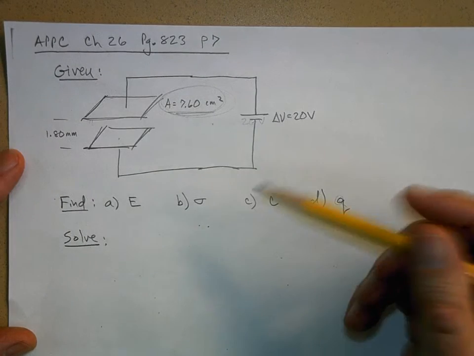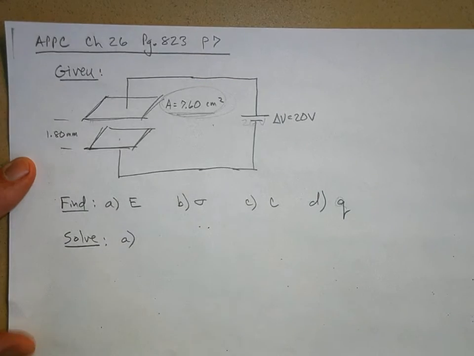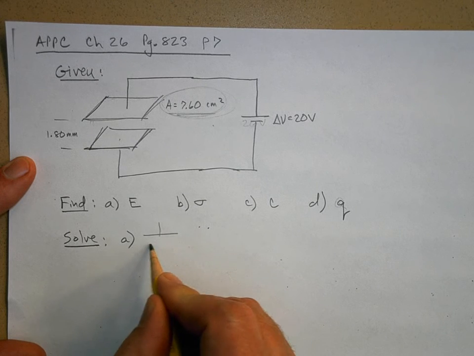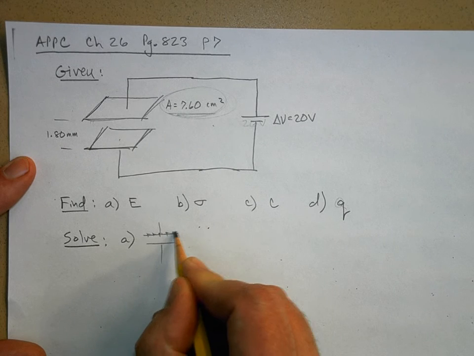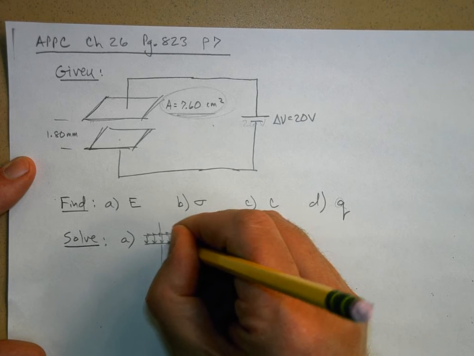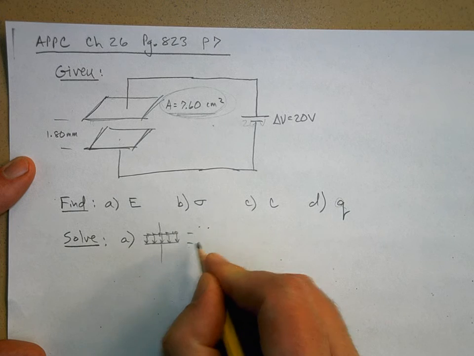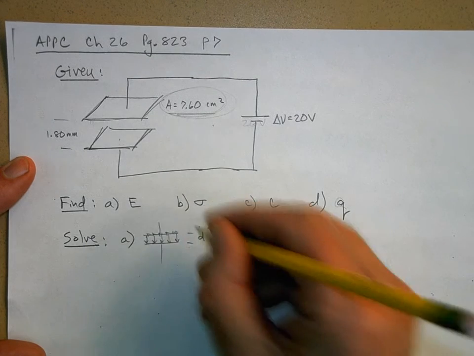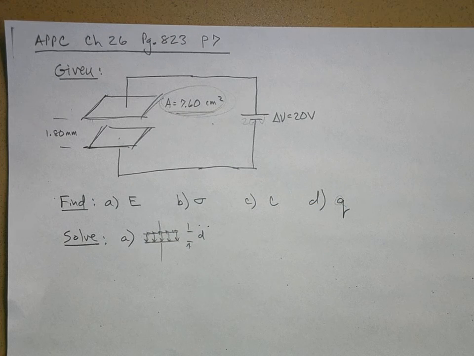Now I'm just going to draw a little sketch for part A. We've got this parallel plate capacitor, and I'll just draw it like this. We've got some positive charge on it, some negative charge, and an electric field in between the plates. That's what we're trying to find here, right? But we have this distance d between the plates. For a parallel plate capacitor, just consider the electric field between the plates to be a uniform field.